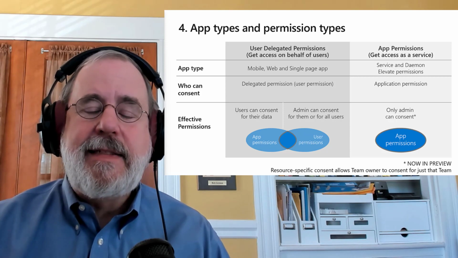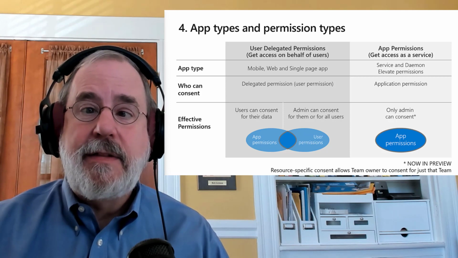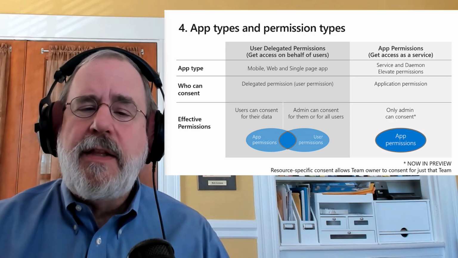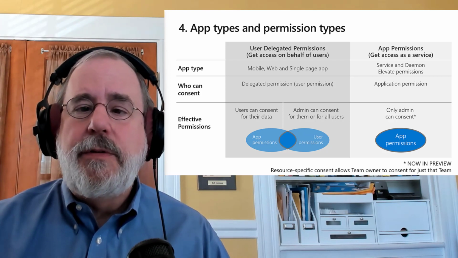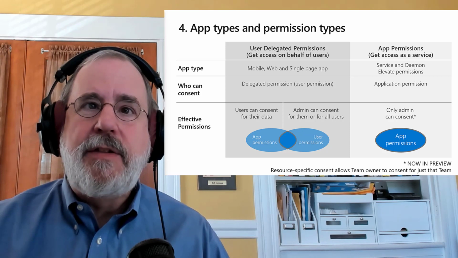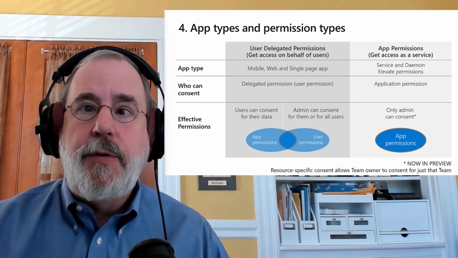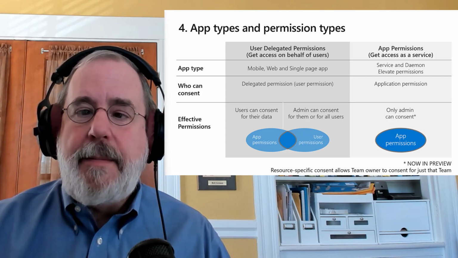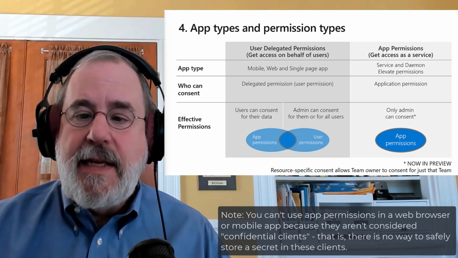And it can't access the files in Team 4 in any way because Alice doesn't have access. The other option is app permissions. This is typically used in background services and also to elevate permissions if your app needs to do something that the user doesn't have permission to do, like write to an audit trail or something like that. So in that case, you would use app permissions, and these can only be consented by admins.